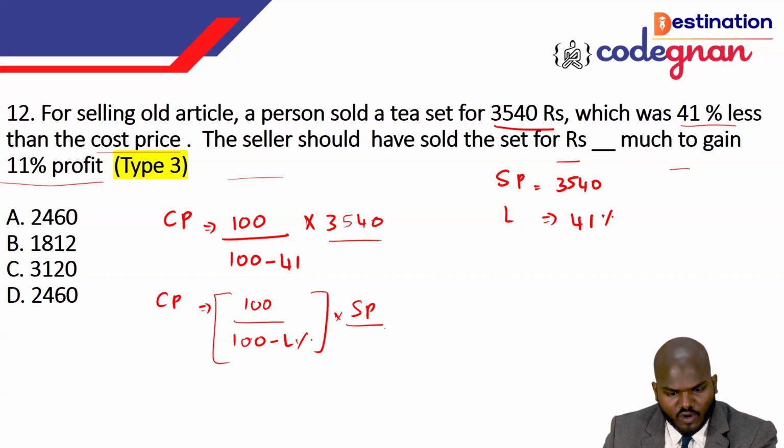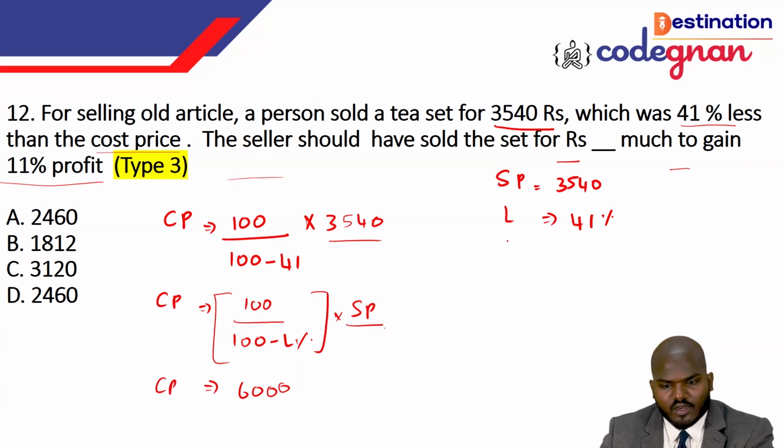Okay, 100 minus 41 will give you 59. With respect to the 3540, you can cancel each other, and then you will get the value of 6,000 rupees. That is the cost price. Now you need a profit of 11 percent.